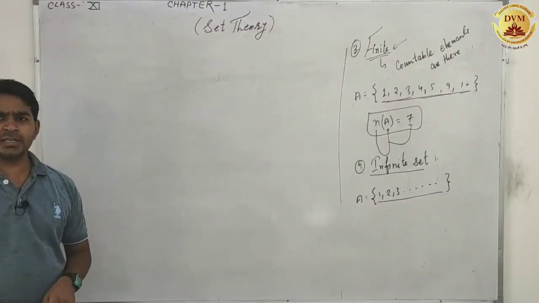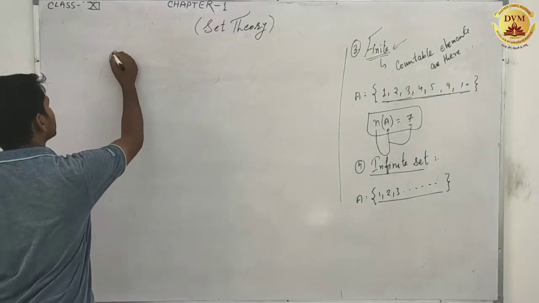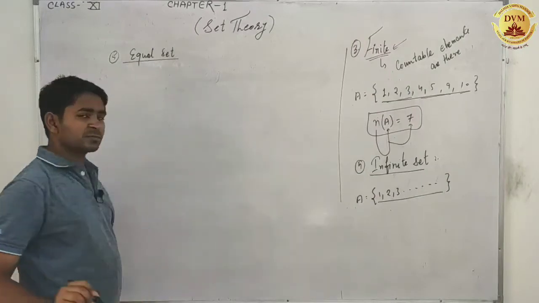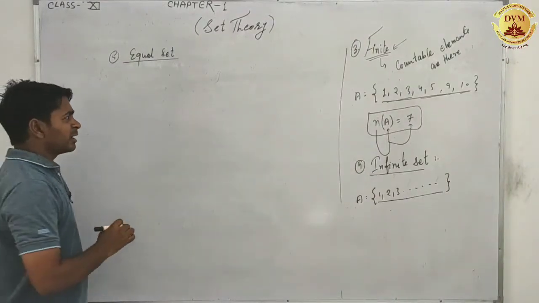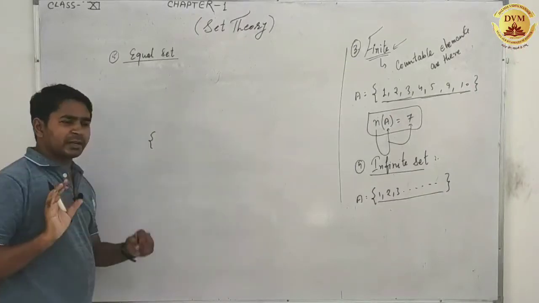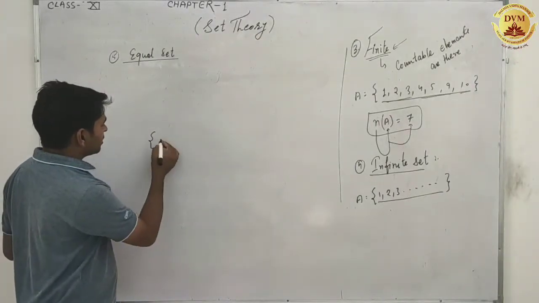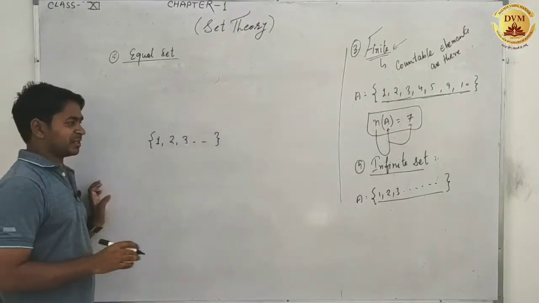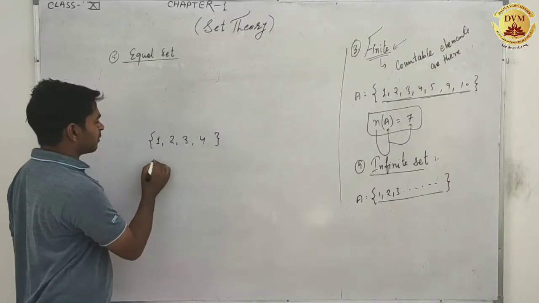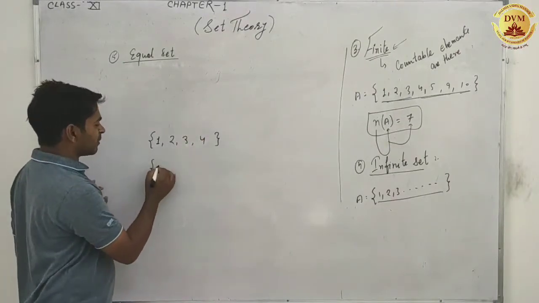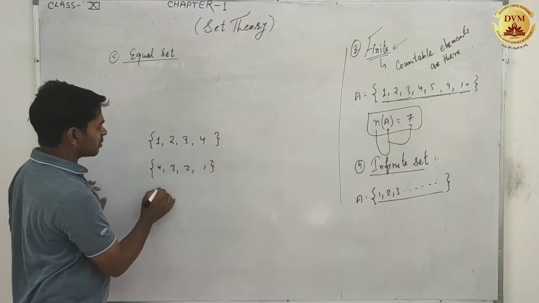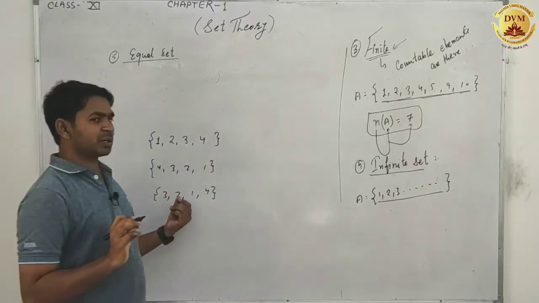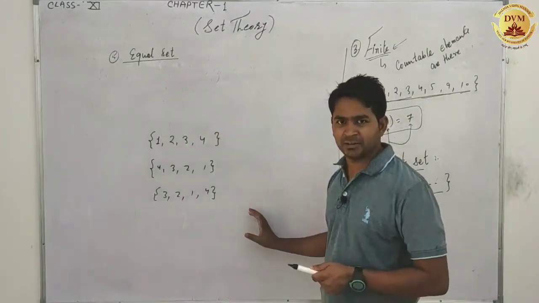The next type of set is the equal set. That is, the fourth one is the equal set. One thing you have to remember: in a set you can write the numbers by interchanging their places. Suppose I am taking an example 1 2 3 4. You can write this set in this form 4 3 2 1. You can also write 2 3 1 4. It means the replacement or interchanging of elements doesn't matter.